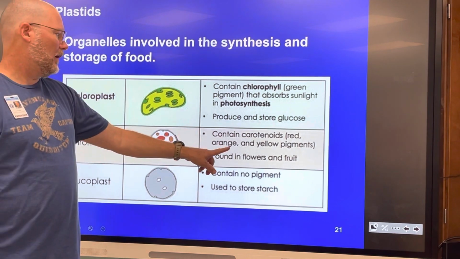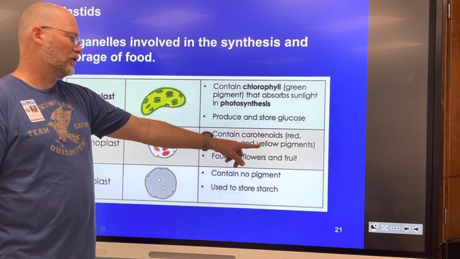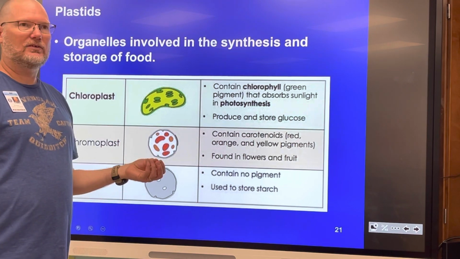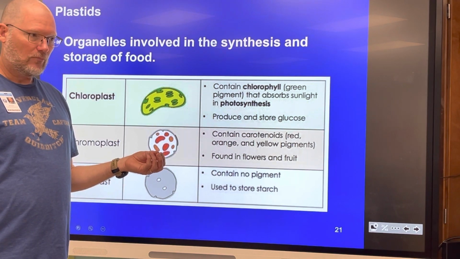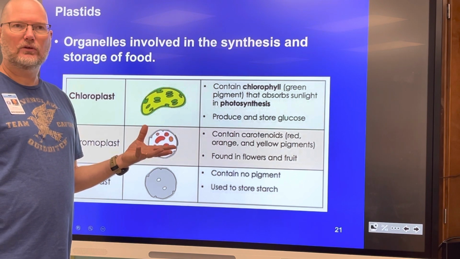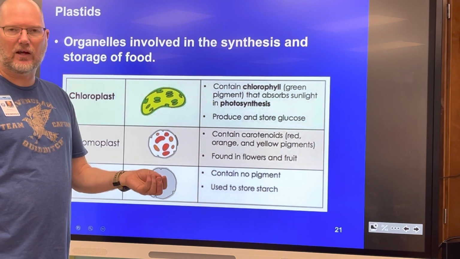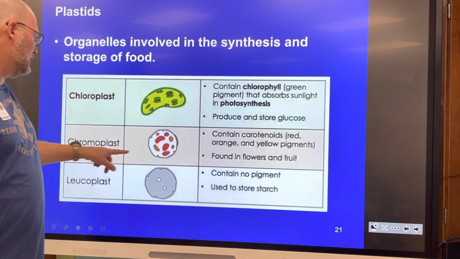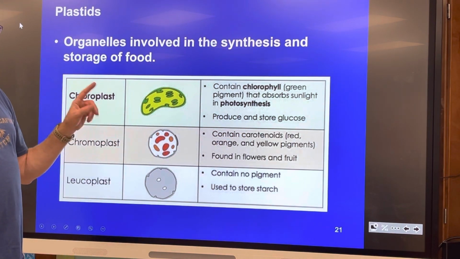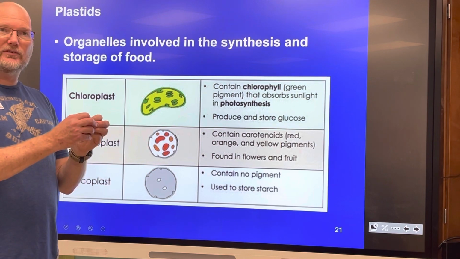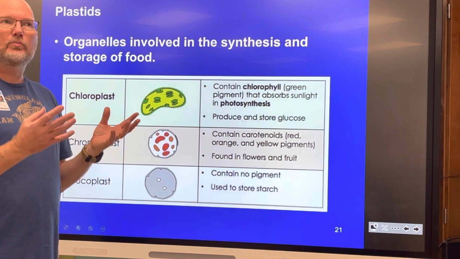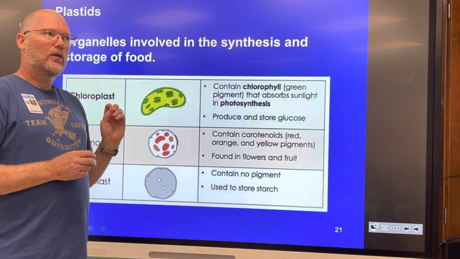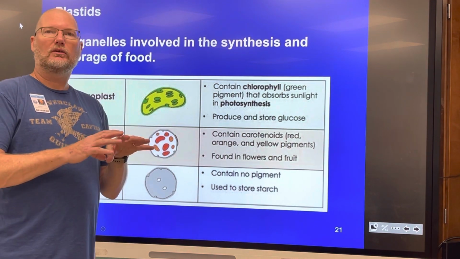Chromoplasts have carotenoids, and those are red, orange, and yellow pigments. You can see these in fruit and flowers, carrots and pumpkins, for example, okay? Those colors are carotenoids, in the cells called chromoplasts. But you can also see the chromoplasts become visible in the fall when the leaves change.